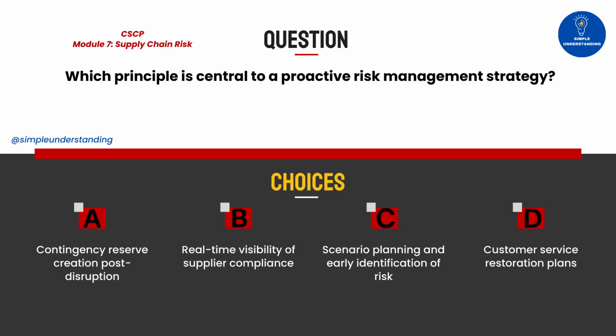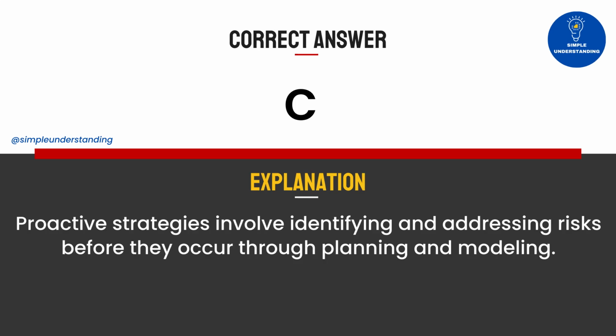2. Which principle is central to a proactive risk management strategy? A. Contingency reserve creation post-disruption. B. Real-time visibility of supplier compliance. C. Scenario planning and early identification of risk. D. Customer service restoration plans. Correct answer: C. Explanation: Proactive risk management emphasizes anticipation and prevention through tools like scenario planning.